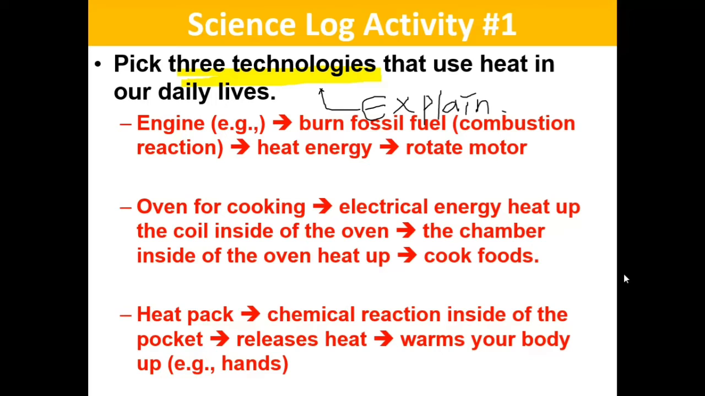Some quick examples you can think of is COVID. That's one of the big things that we check: body temperature. A thermometer is also another technology that uses heat. So a lot of examples fit into this category, as long as you explain how I did for each of the examples.